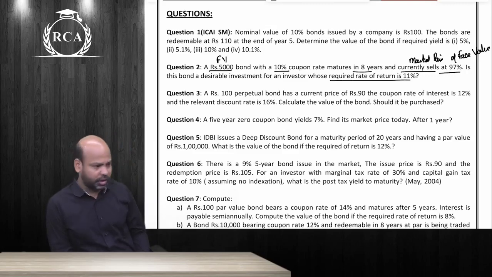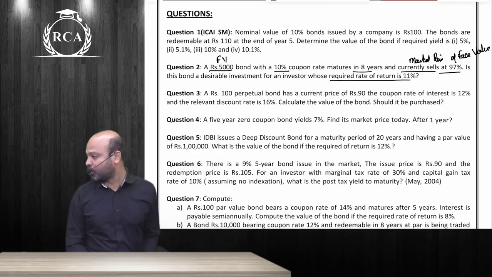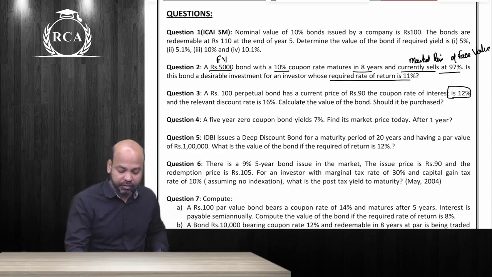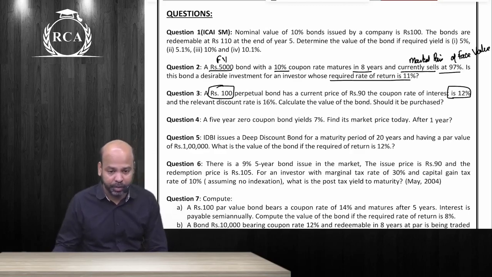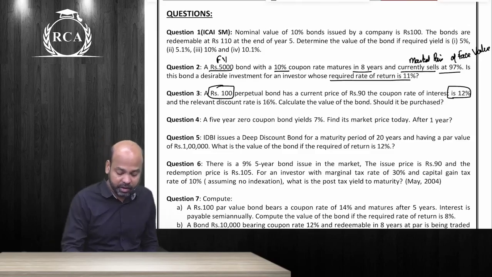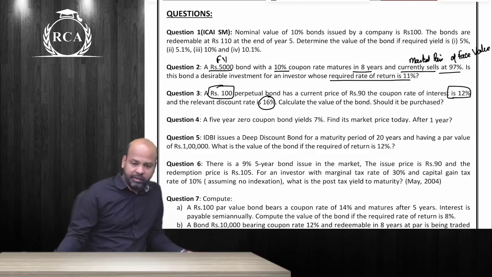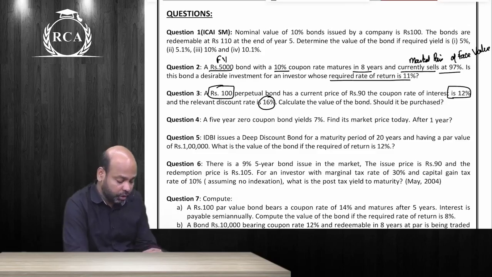Same way, you will have to arrive at the fair value of the bond by discounting the cash flows at 16%. Because this is a perpetual bond, guys, what will be the present value of the perpetual bond? Cash flow divided by required rate of return. Your cash flow will depend on the coupon rate. Coupon rate is 12%, face value of the bond is 100 rupees, so annual cash flow will be 12 rupees. 12 divided by 16% will become the fair value of the bond, 75 rupees. But the prevailing market price is 90. Is it overvalued or undervalued? Overvalued.